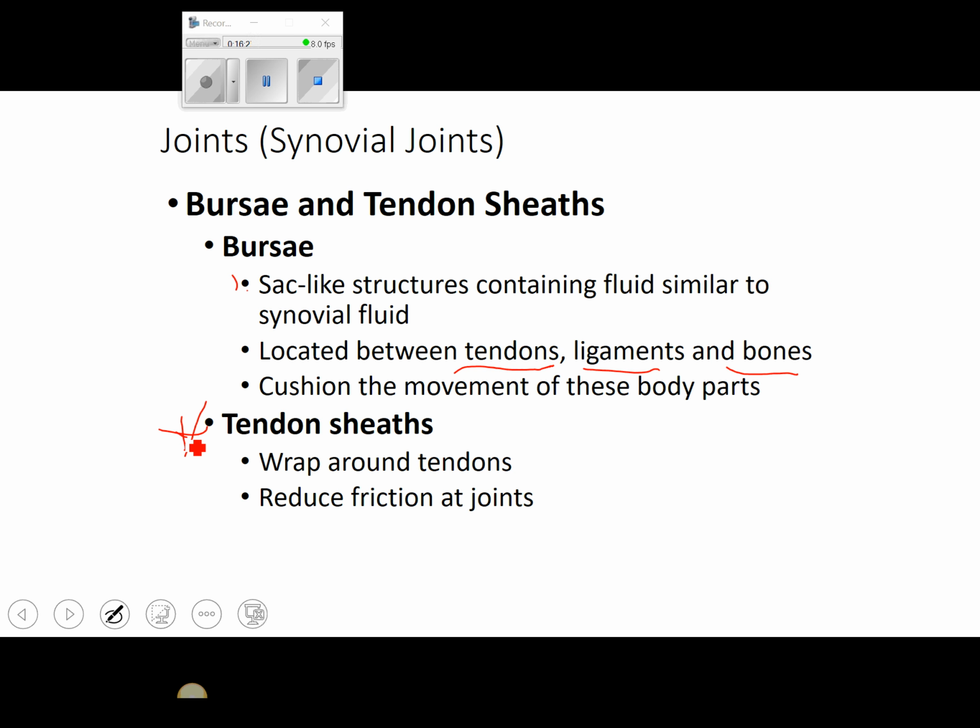Tendon sheaths, these are tube-like bursae. They wrap around certain tendons that experience a lot of friction, helping reduce friction at the joints. Examples of these are the tendons of the biceps.